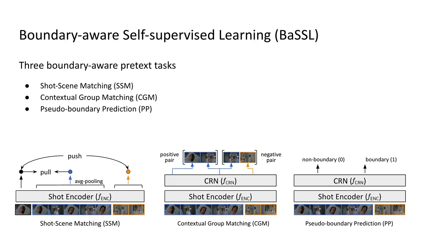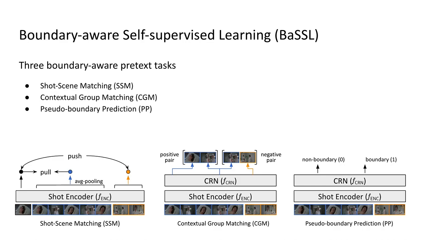Given the pseudo-boundaries and pseudo-scenes, we propose three boundary-aware pretext tasks. The first one is shard-scene matching, which makes the representations of a shard and its associated pseudo-scene similar to each other, but the representation of the shard and other pseudo-scenes dissimilar. The second one is contextual group matching. This measures the semantic coherence by deciding if the given two shards belong to the same pseudo-scene or not. These two pretext tasks are proposed to maximize the intra-scene similarity and to minimize the inter-scene similarity.